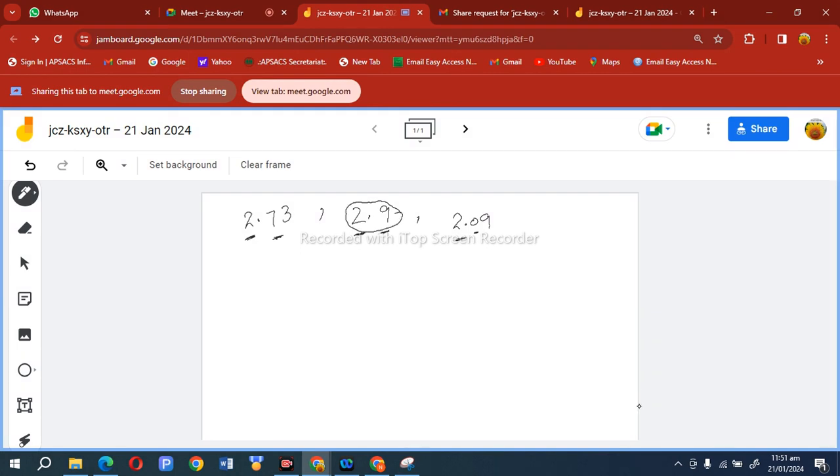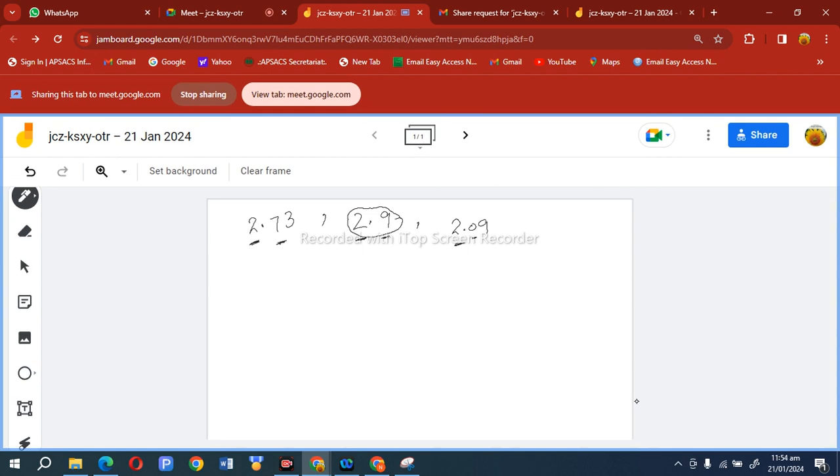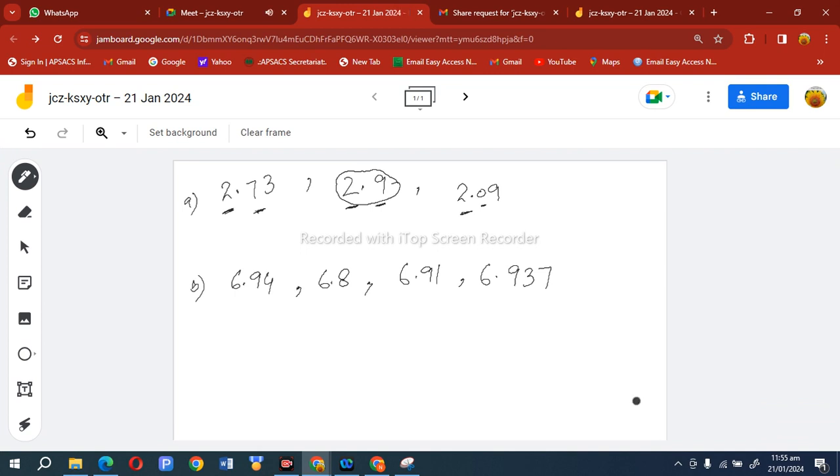Okay, I'm going to explain the next sum where you're having four numbers, and you have to compare them and find out the greatest number. For example, you're having the numbers 6.94, 6.8, 6.91, and 6.937.